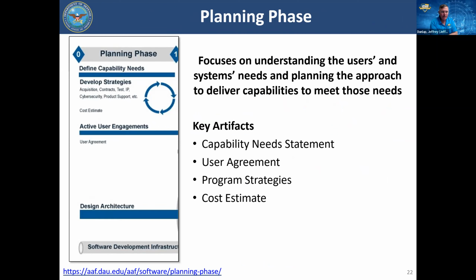So during the planning phase, remember that we need a draft capability needs statement. We need an acquisition decision memorandum to get started at zero. And then here are all the other things that are going on. We need to get our artifacts together. We need a user agreement, we need a strategy, and we need a cost estimate to get going.